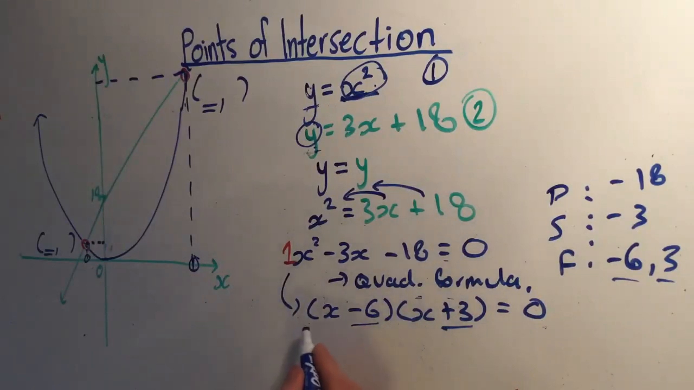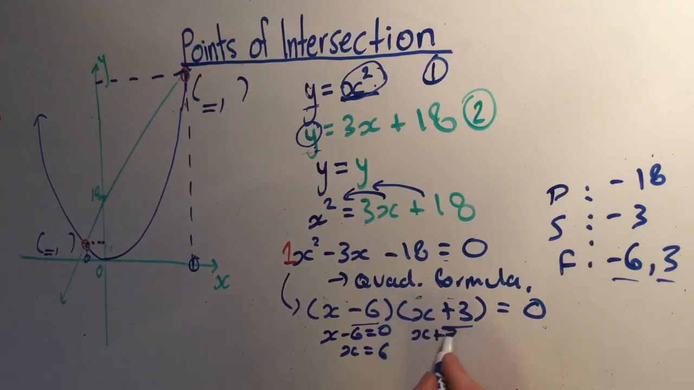And then how do I make each bracket equal 0 to make the whole left side equal 0? Well, we can make x - 6 equal 0, which gives us x equals 6. Or we could have that bracket equal 0, which is x plus 3 equals 0, and then we take 3 to the other side. We get x equals -3.